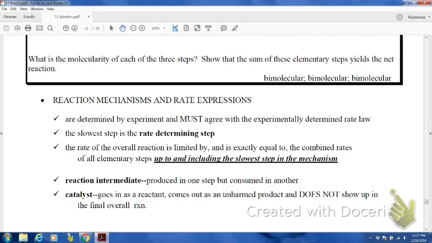So I'll show you an example. It makes more sense to do an example. Your reaction intermediates are what we just talked about. You create them in one step and then use them up in a subsequent step. That's how you know it's an intermediate. And then, of course, a catalyst. What's a catalyst? What is it? Speeds up a reaction without being burned up.